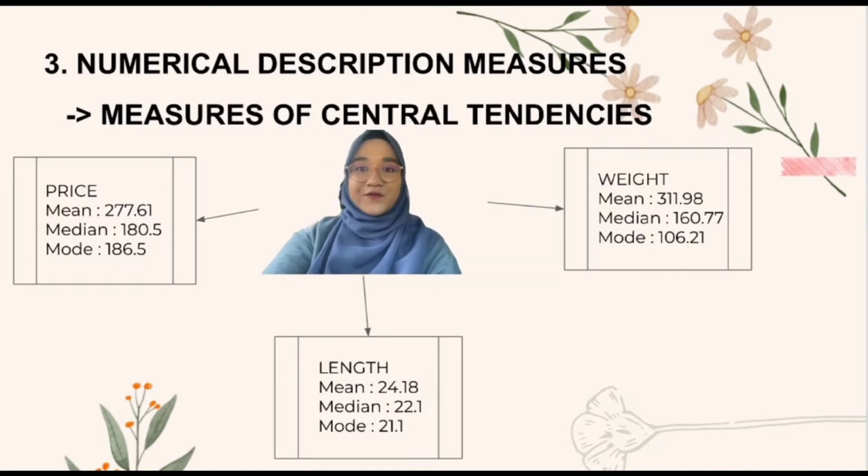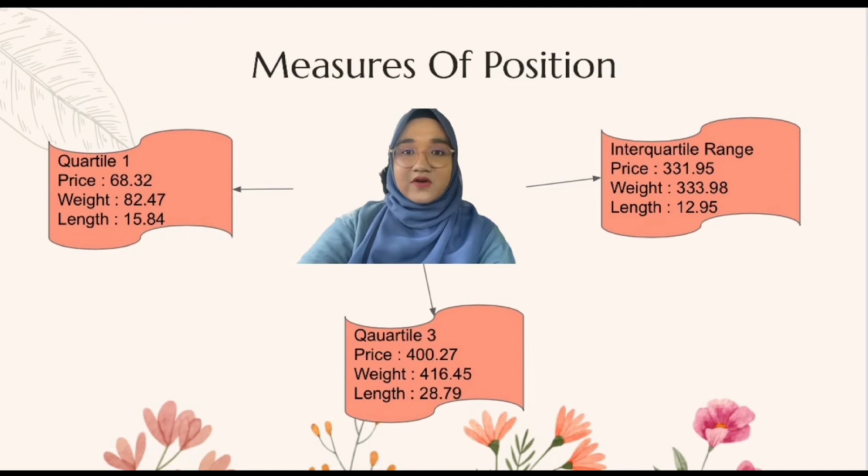A20A1972. For number 3, numerical description measures. First one is measures of central tendency. For price, the mean is 277.61, median 180.5, and mode 186.5. For length, the mean is 24.18, median 22.1, and mode 21.1. Last one for weight, the mean is 311.98, median 160.77, and mode 106.21.